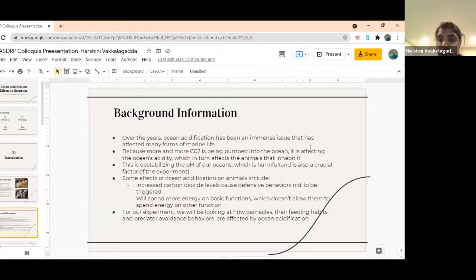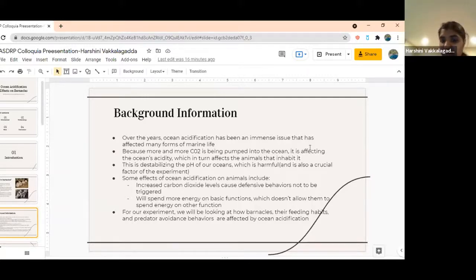Some of the effects of ocean acidification on animals include increased carbon dioxide. They cause defensive behaviors not to be triggered in the barnacles. So the barnacles have less ability to protect themselves than what they already had. And the barnacles continually need to exert more energy on basic functions, which can tire them out even more and not allow them to prioritize other daily tasks that they need to complete.